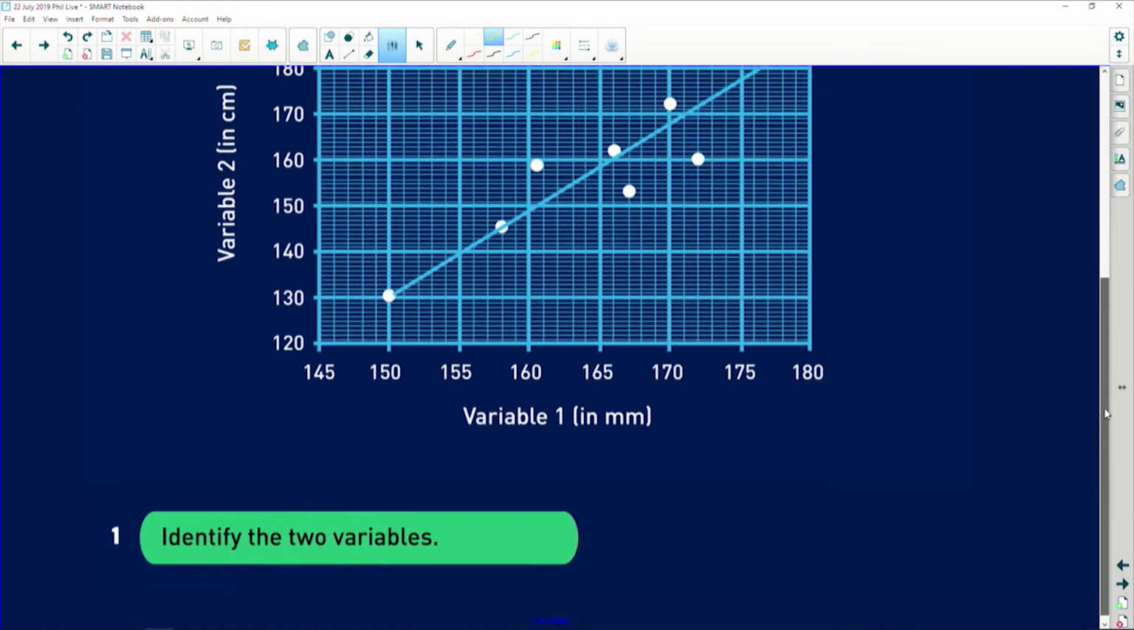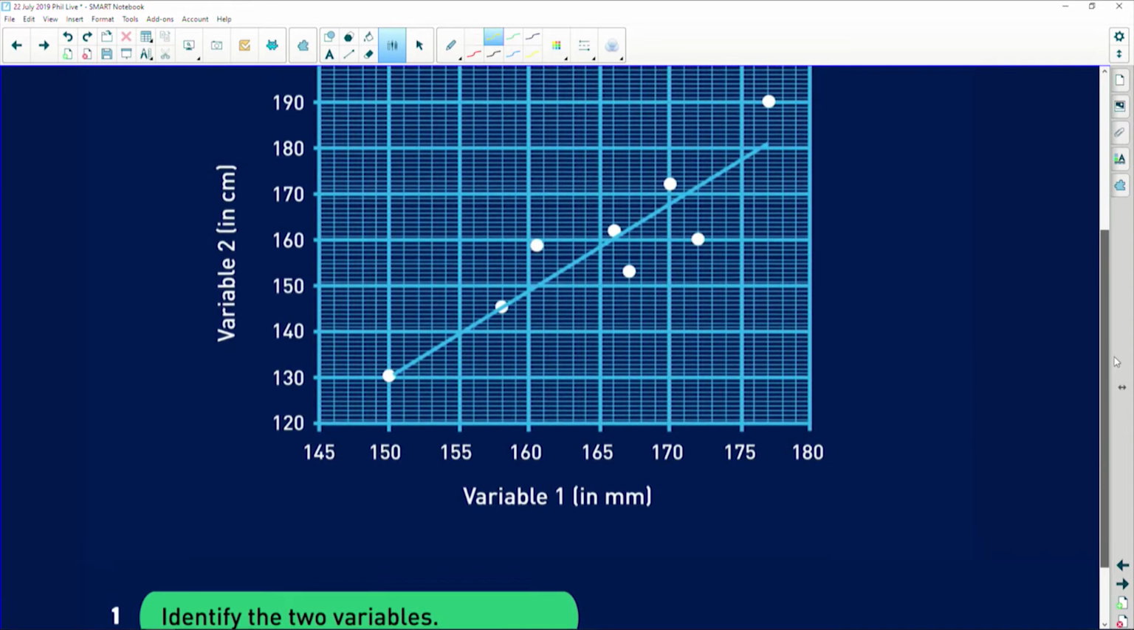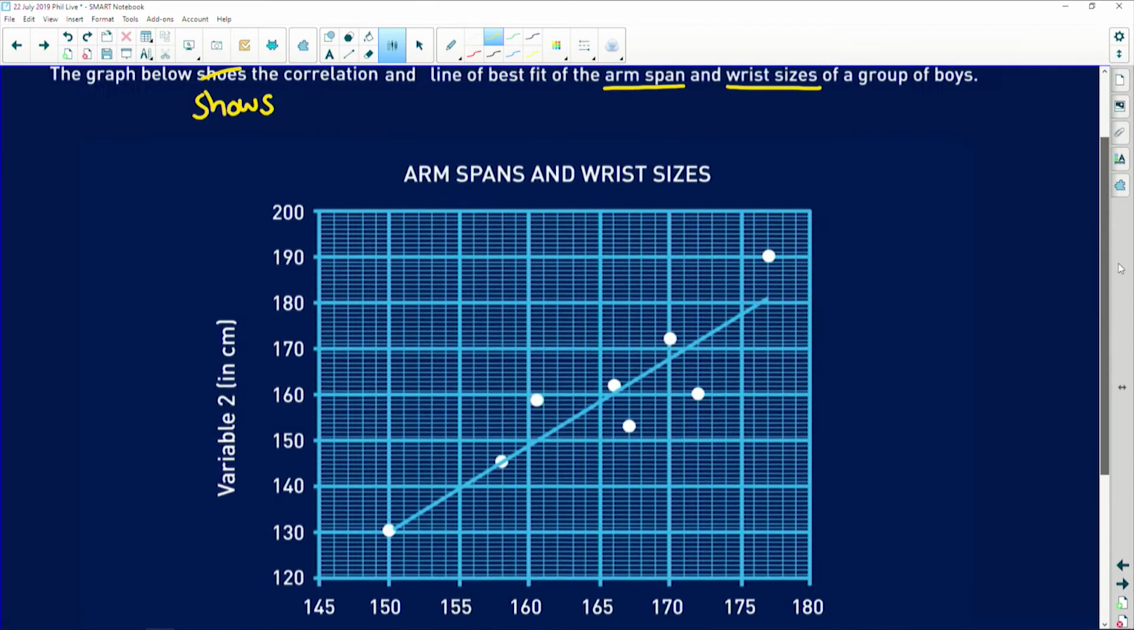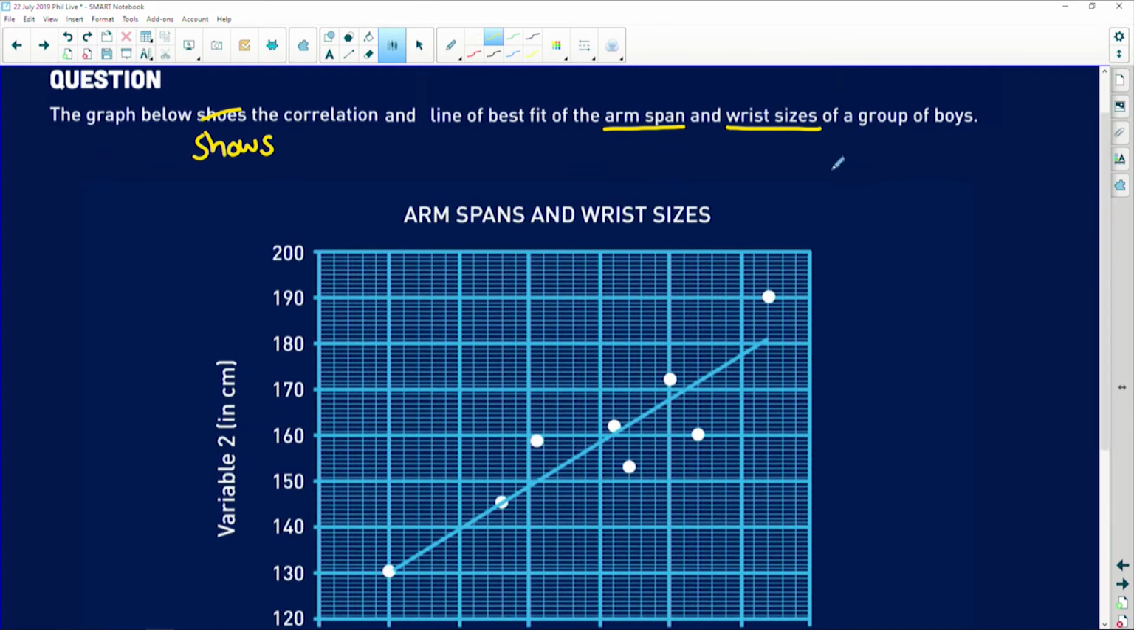The first one says identify the two variables. Okay, so now this is just using common knowledge. We have two different variables: arm span and wrist sizes. So guys, arm span, for those of you who don't know, is basically if I do this, how long are my arms? The span of my arms, that's my arm span. And then wrist sizes is obviously the measurement around your wrist.